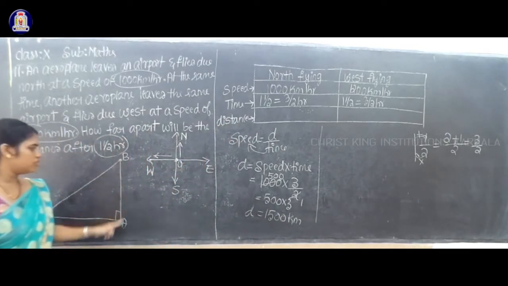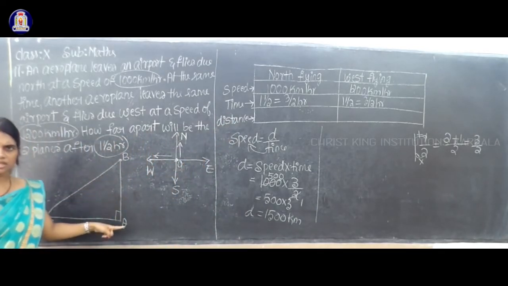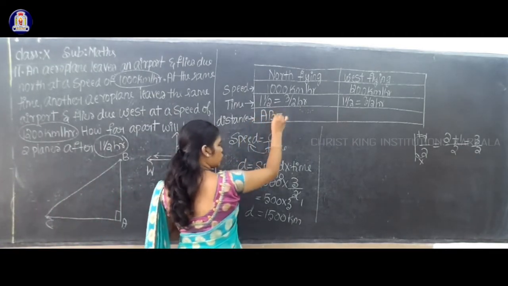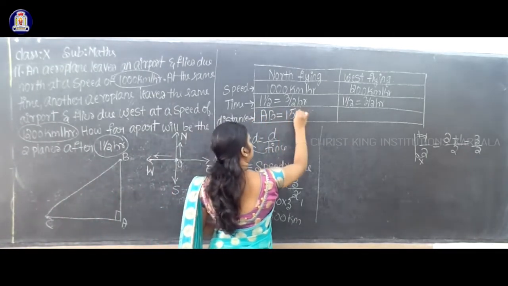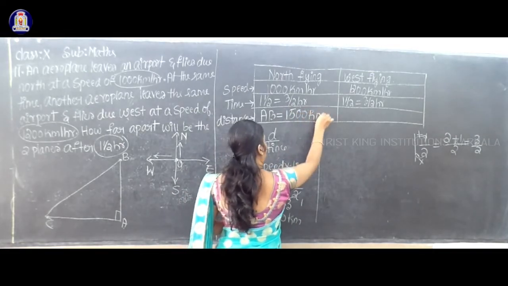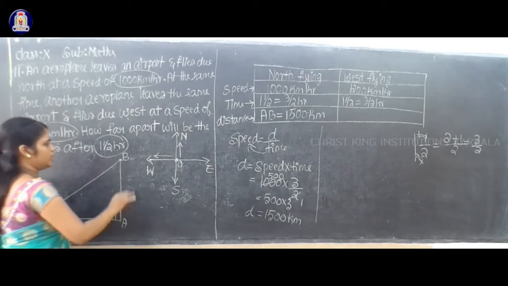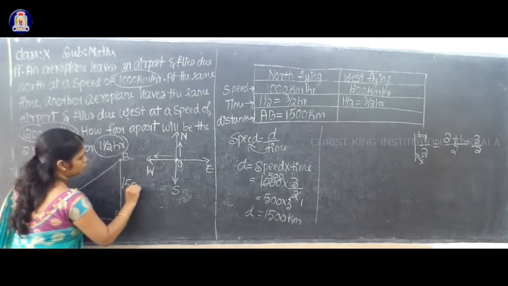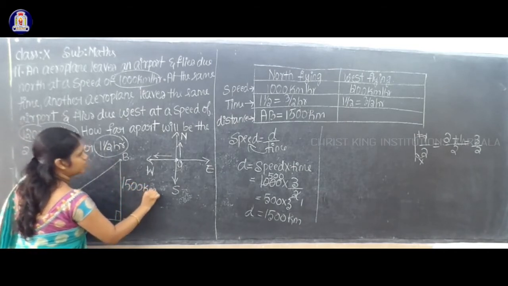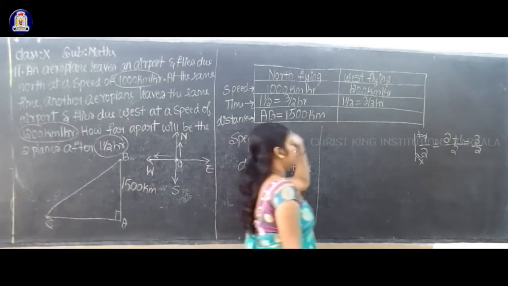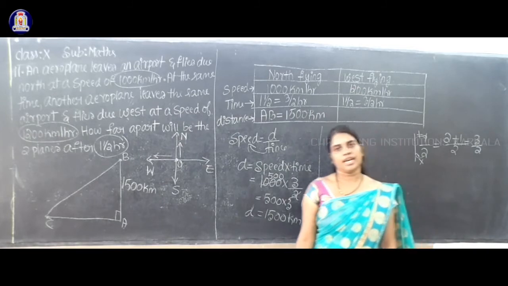So for the north flying aeroplane, what is the distance here? Which is your north flying aeroplane? That is AB, isn't it? So distance AB is about 1500 kilometers. What is the length of AB? AB is 1500 kilometers.